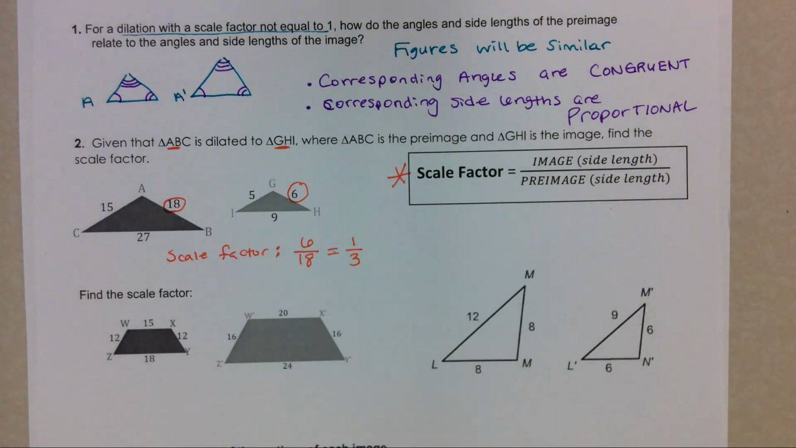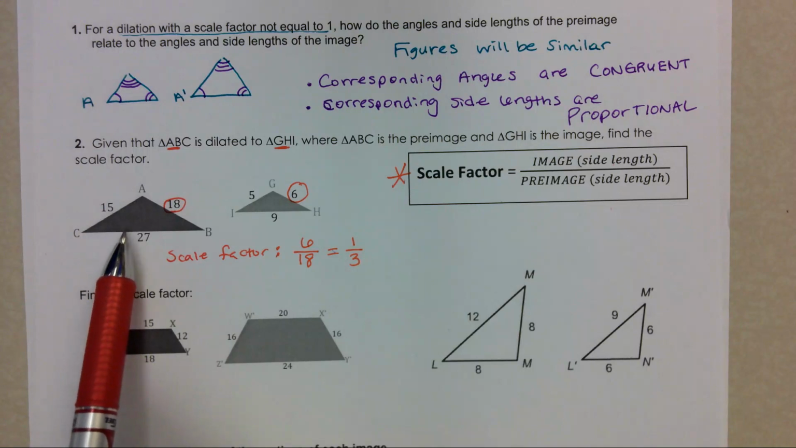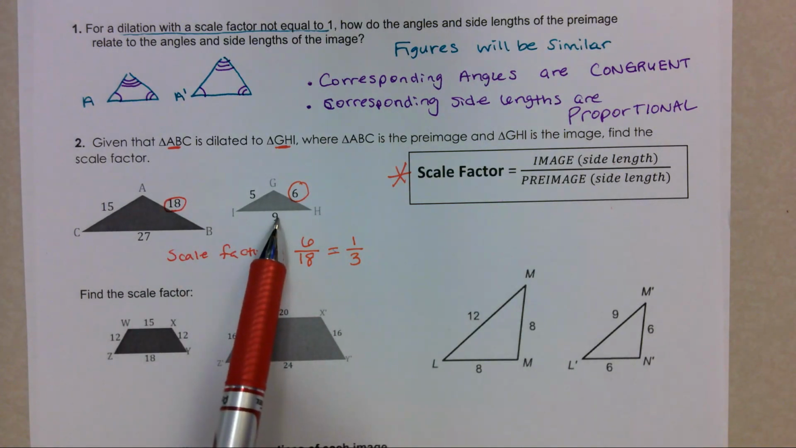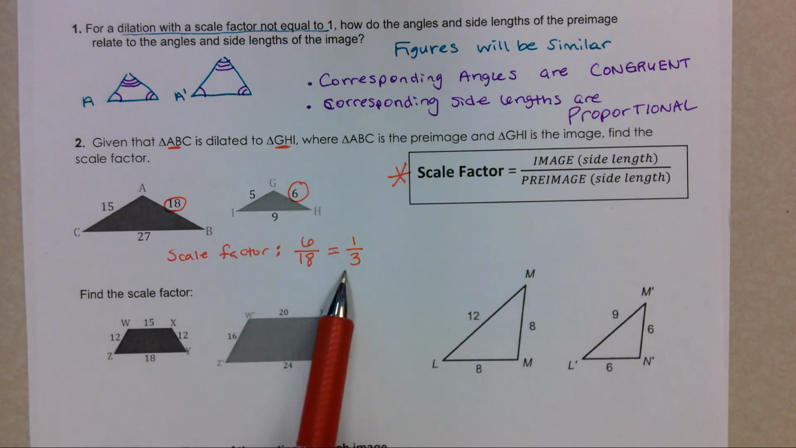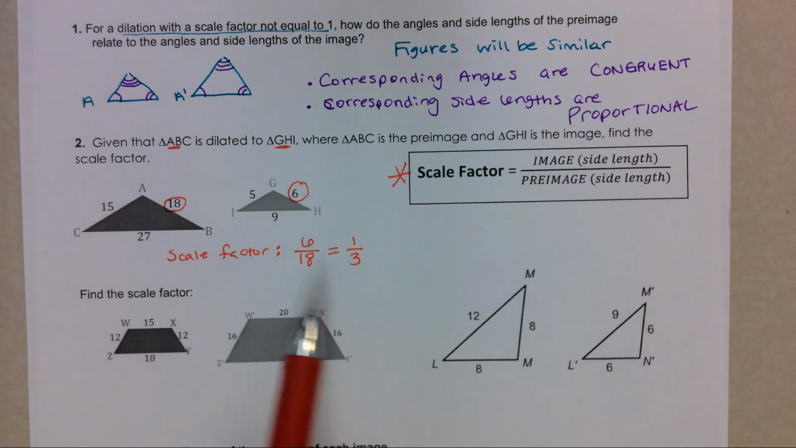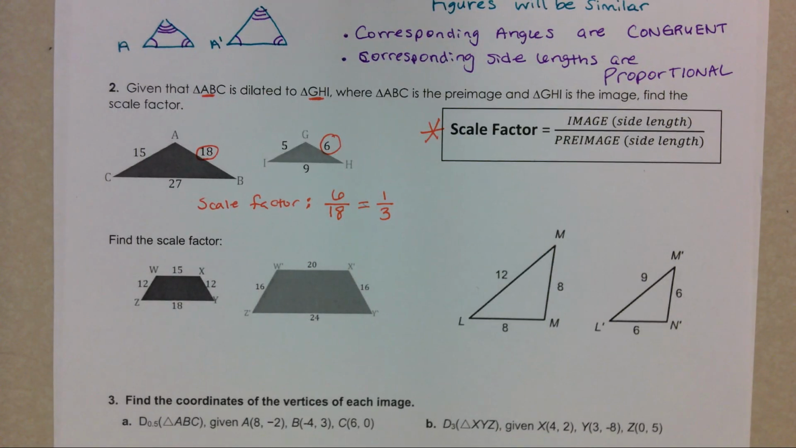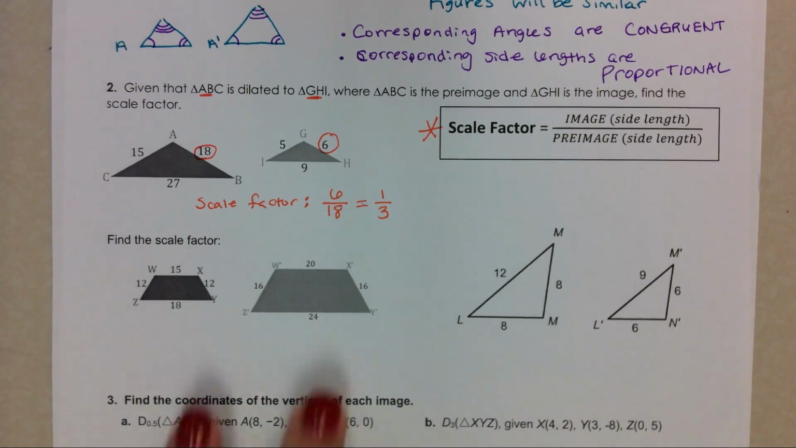I'm going to simplify that down, divide those both by 6, and I get 1/3. So I want to check to make sure that makes sense. When I went from triangle ABC to triangle GHI, my image got smaller, so my scale factor should be less than 1. And it is. So that one makes sense. Okay. This next one looks like we have maybe some trapezoids.